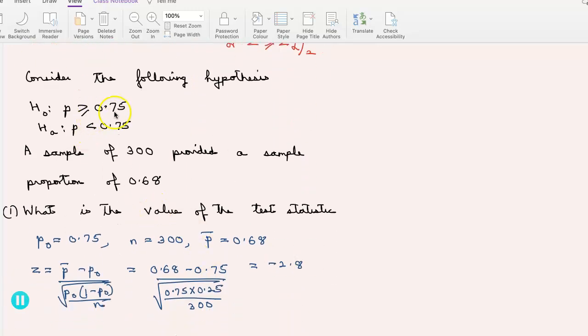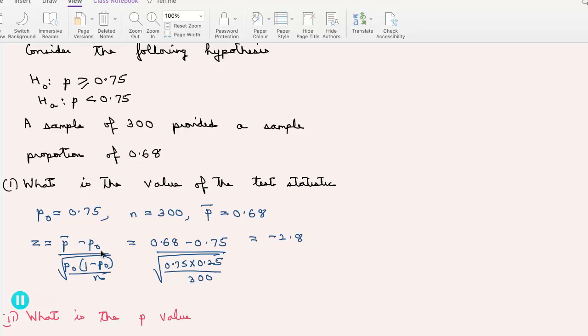So consider the following hypothesis. H naught is p greater than or equal to 0.75. Alternate hypothesis is p less than 0.75. A sample of 300 provided a sample proportion of 0.68. What is the value of the test statistic? So p naught is 0.75, n is 300, p bar is 0.68 and z equal to the test statistic p bar minus p naught by root p naught into 1 minus p naught by n, that is 0.68 minus 0.75 by root 0.75 into 0.25 by 300, which is minus 2.8.